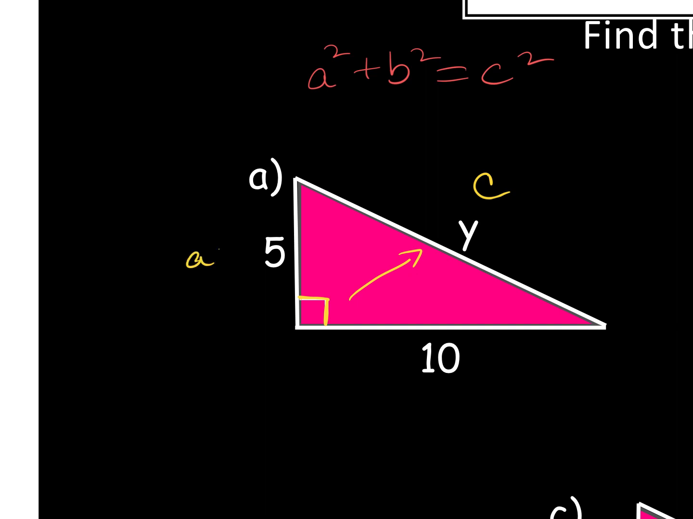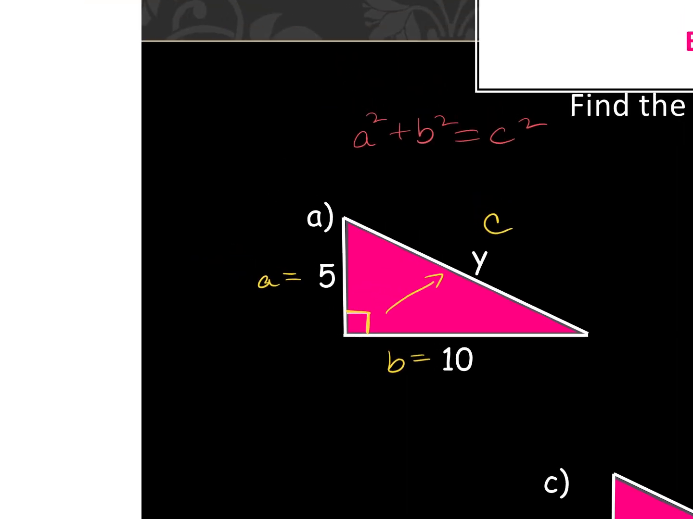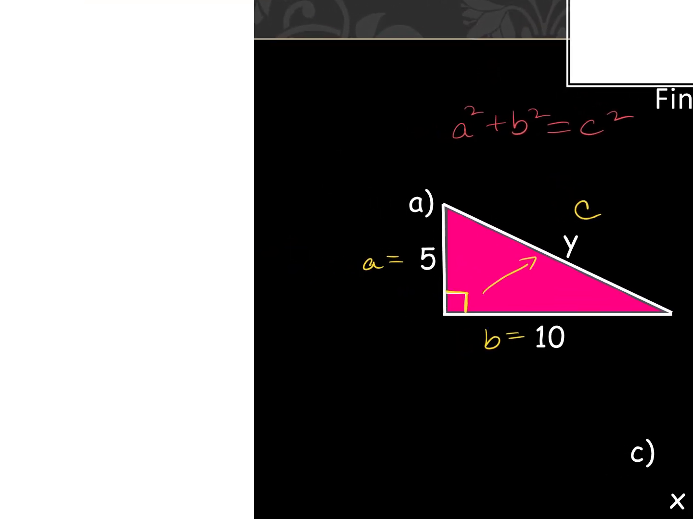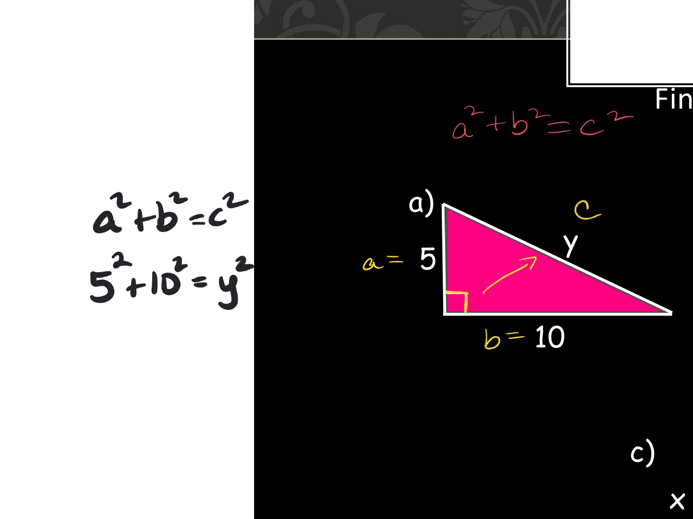If I say that the 5 is my A and the 10 is my B, or vice versa, here it doesn't matter for A and B. So now that I've labeled the three sides, I can plug it in to A squared plus B squared equals C squared, and then solve. So A I said was 5, B is the 10, and the C squared, or the C, is my Y.